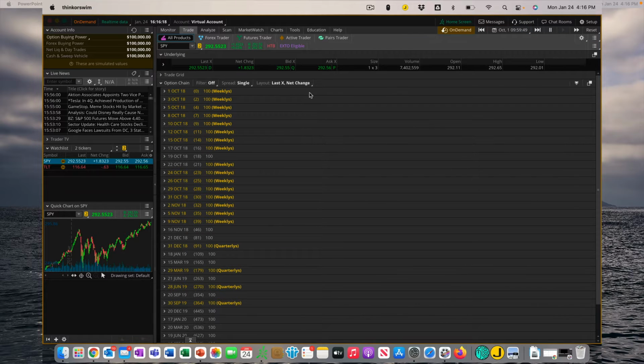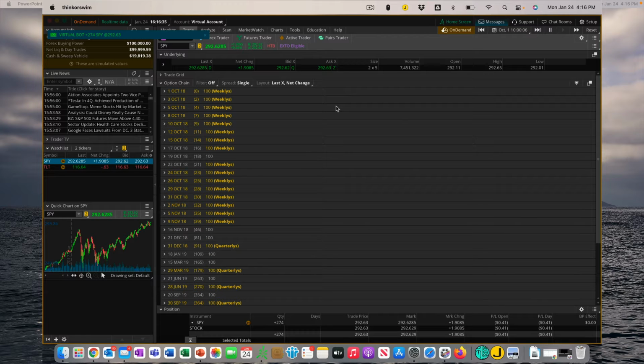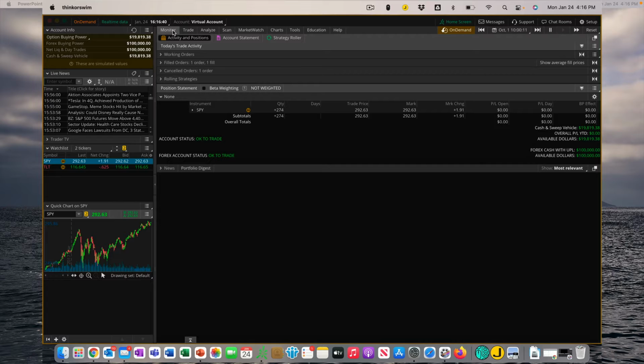All right, what I'm going to do is go in and buy 274 shares, and I'm going to buy it at the market so I don't have to worry about a fill. 274 shares of SPY, and we just got filled. If we look at that position, we got 274 shares. The net liquidity, so the value of that, is just over 80,000.